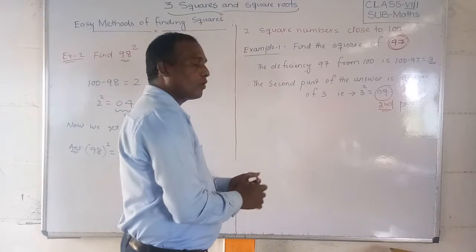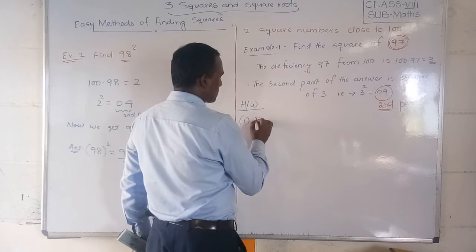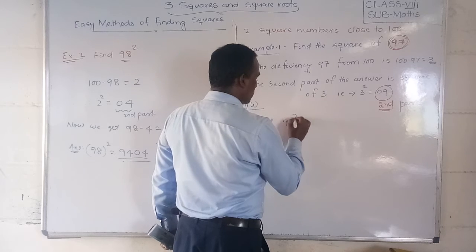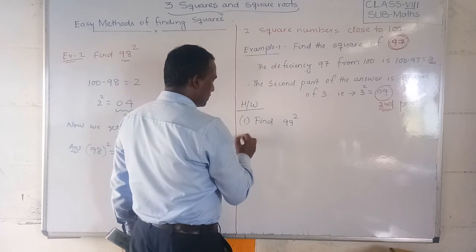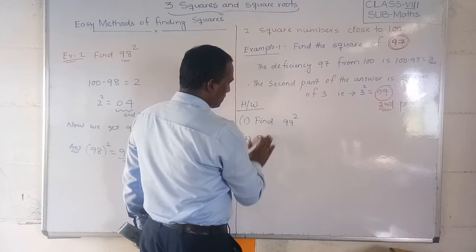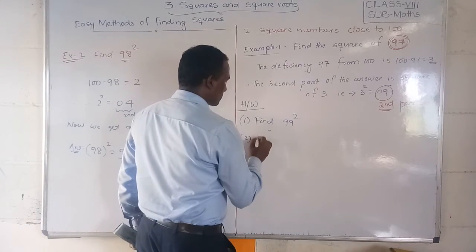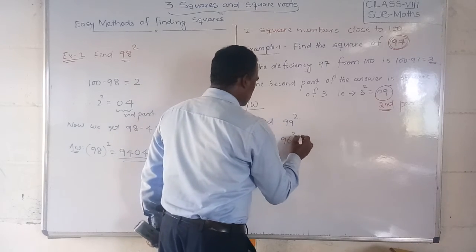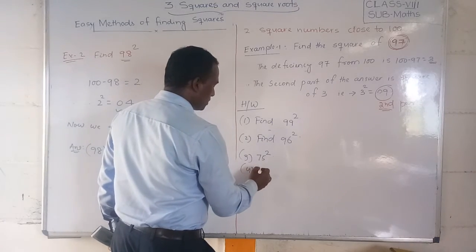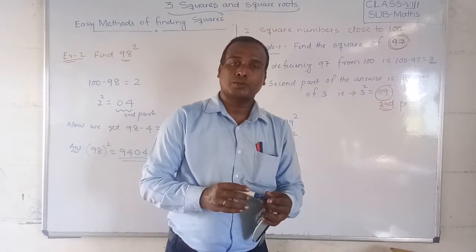Then you should do the homework. Everybody should do the homework and send it to my personal WhatsApp number. First number is 99 square, second is 98 square, third is 96 square, then 75 square, and fourth 65 square. By whichever suitable method, you have to follow it and do it. Okay, thank you all.